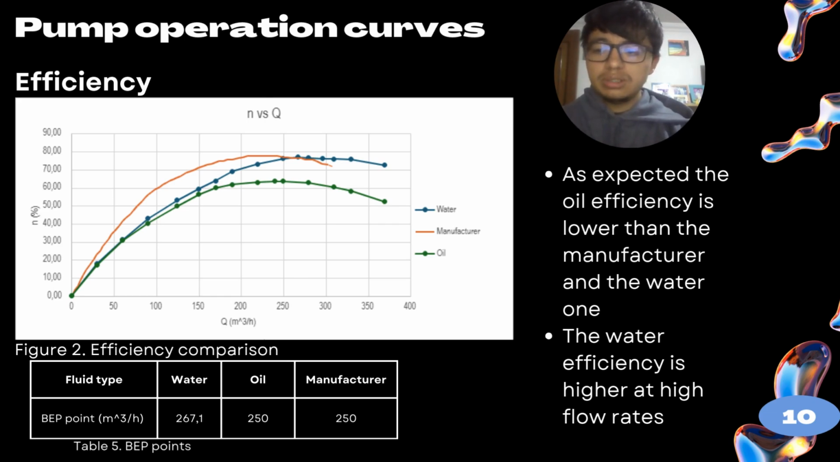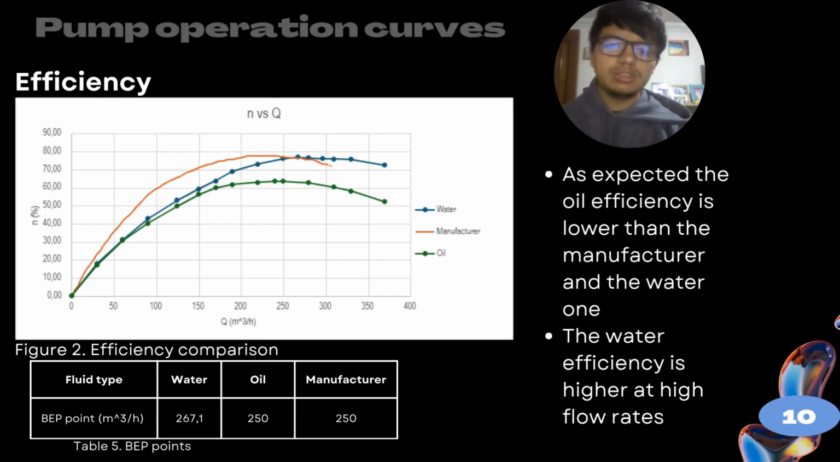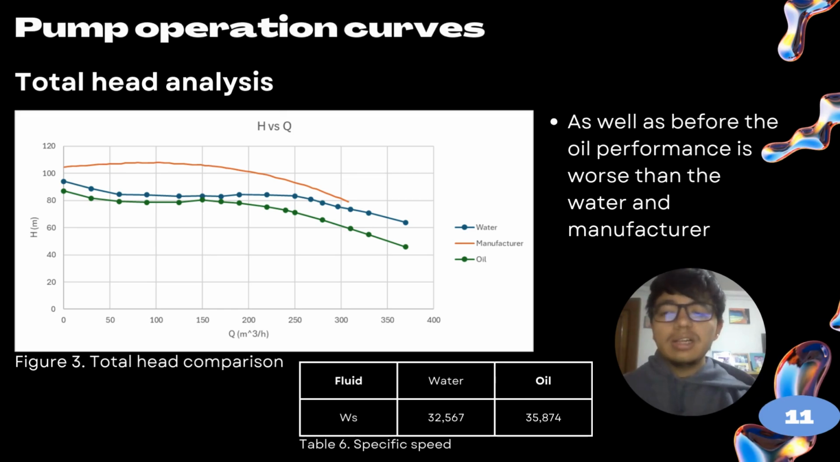This is a normal result, but however, the general performance of the pump with oil is worse in every other parameter in this analysis. For the total head analysis, we can see that the oil performance is still the worst. Also, in the graph, we can see an irregular behavior in some parts of the curve. There are many factors that can cause this.